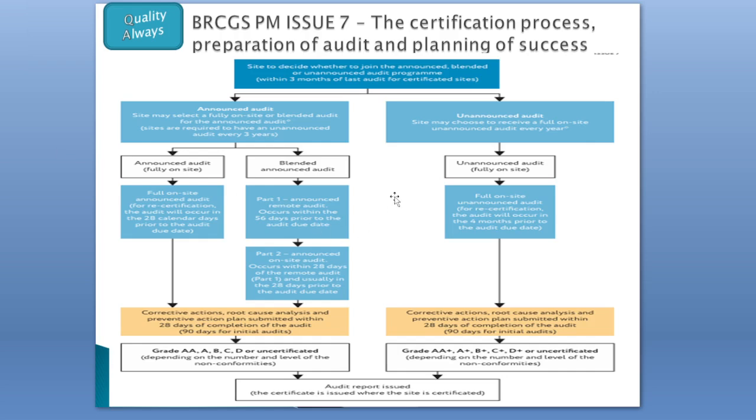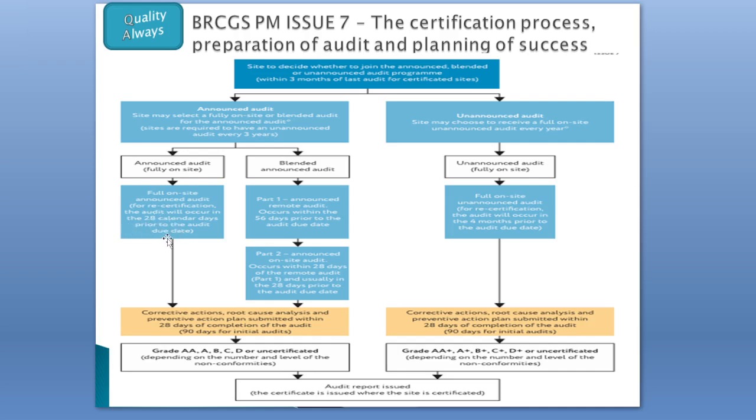So for the selection of announced and unannounced audit, this is the flow diagram. The site decides whether to join the announced audit, blended audit, or unannounced audit. If the site selects the announced audit, then the site may select the full on-site or blended announced audit, although one announced audit is compulsory within a 3-year time frame. So if the site selects the announced audit, there are two options: either a fully on-site audit or a blended audit.